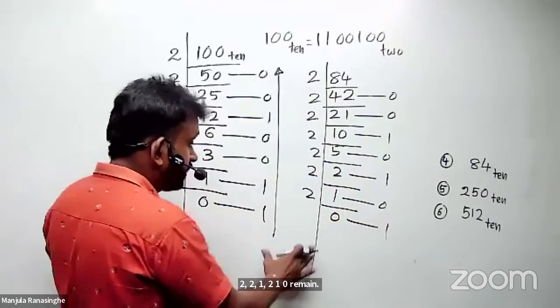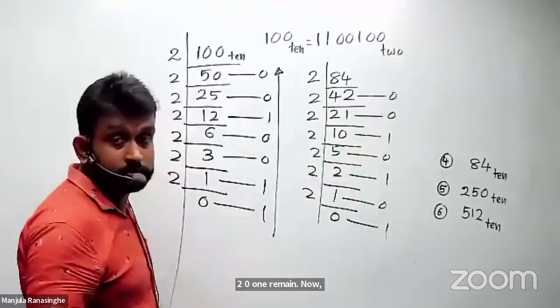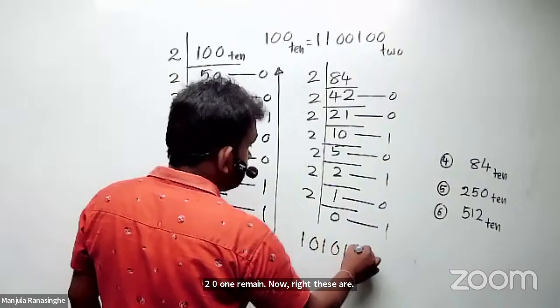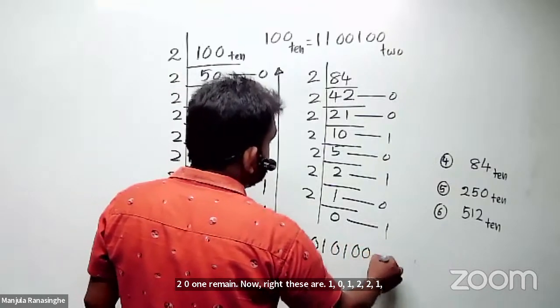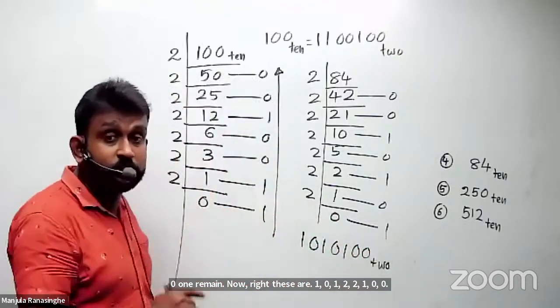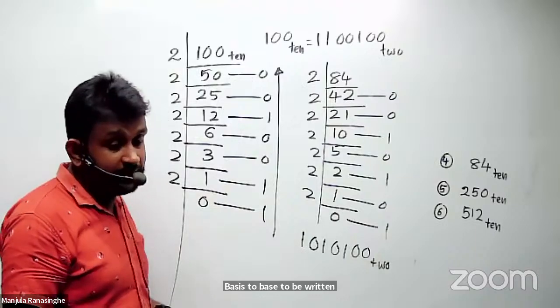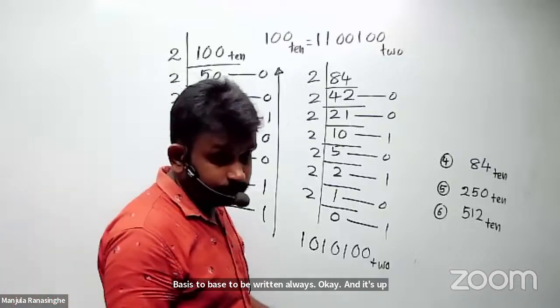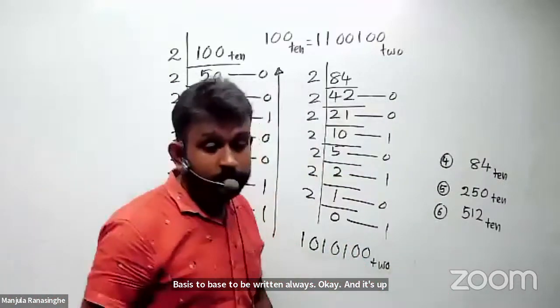Now write these remainders in that order. So what is the answer? 1, 0, 1, 0, 1, 0, 0. Base is 2. Base to be written always. Hands up those who got the answer. Well done.